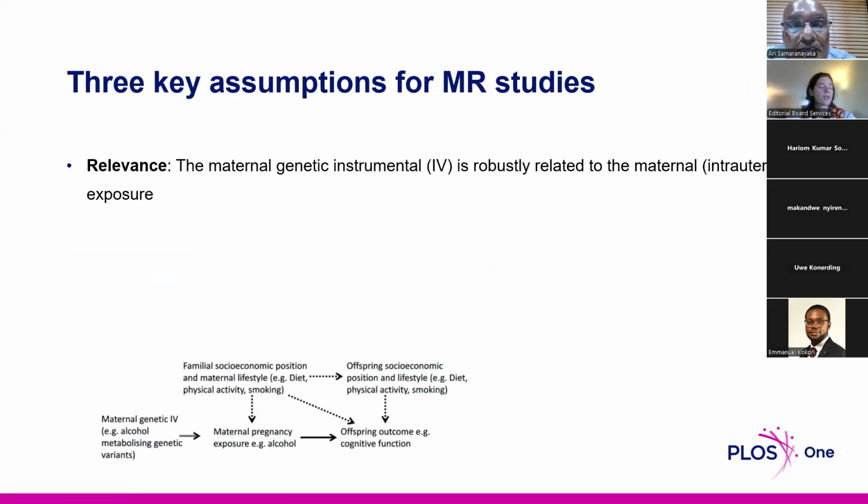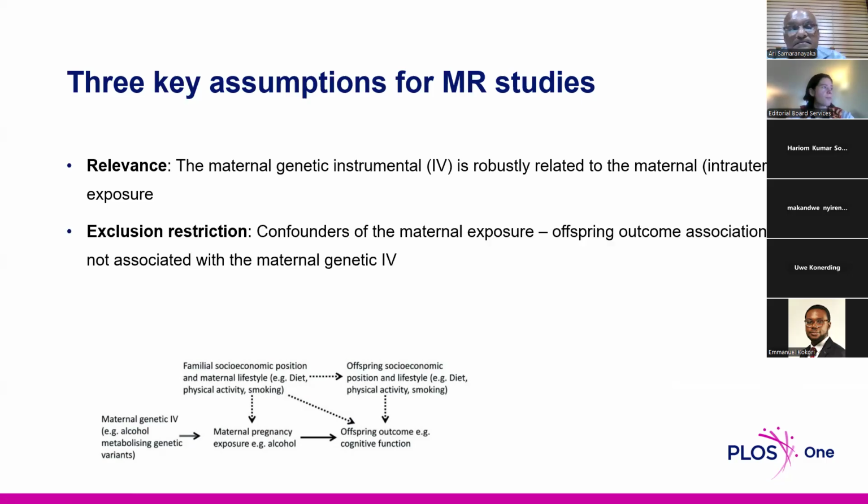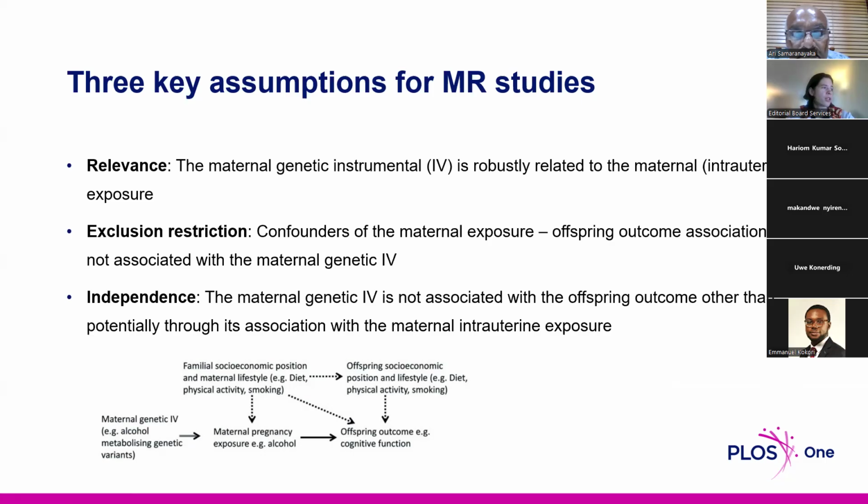Going back to the three assumptions that have to be fulfilled, we've said relevance. So in this case, this would be that the maternal genetic instrumental variable is robustly related to the intrauterine exposure. There's the exclusion restriction. So the confounders of the maternal exposure offspring outcome association cannot be associated with the instrumental variable. And the independence association, where we say that the maternal genetic instrumental variable is not associated with the offspring outcome, other than potentially through the association with the intrauterine exposure. This is basically how the logic behind every Mendelian randomization study is built up.